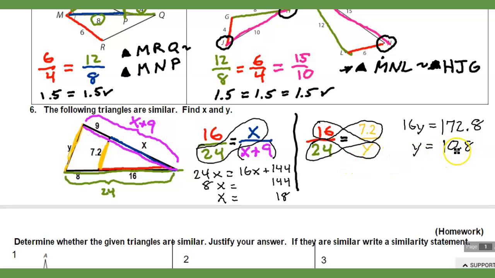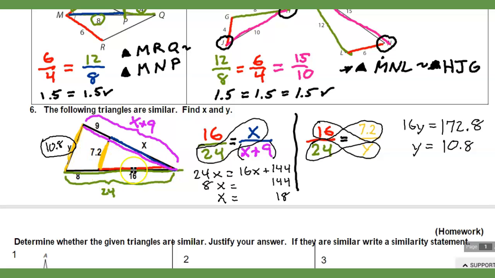And we can somewhat verify these answers. If this is 7.2, we expect y to be a little bit bigger than 7.2, so the fact that that came out to 10.8 is reasonable. If I got an answer of 100 something, I'd wonder what's wrong with my math and go back and find the mistake.